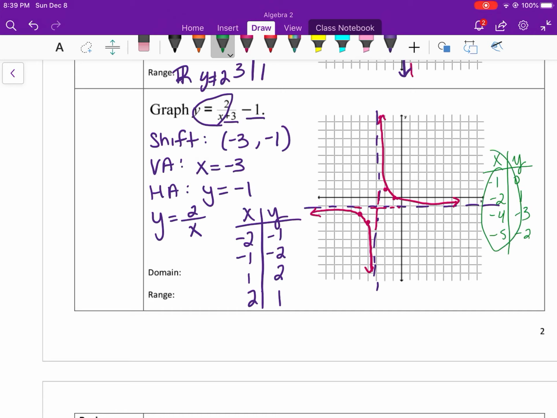So if I would have plugged these points into my original function, those are my outputs that I would have gotten. But instead, we use just like the parent function idea and use the shift as the origin. So domain is going to be all real numbers, except that you cannot have x equal to -3, because that's your vertical asymptote. The range is all real numbers, but y will never equal -1, because that's my horizontal asymptote. Those will be the values that the hyperbola approaches but never reaches.